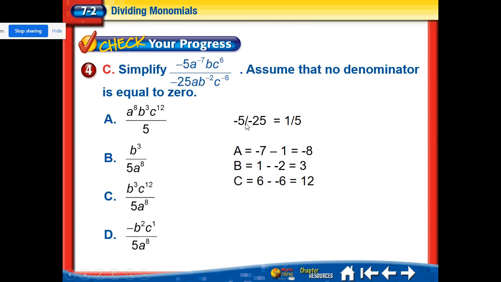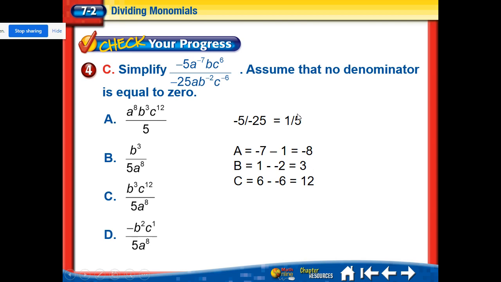Here, negative 5 over negative 25 is 1/5. So 1/5 is a 1 on top and a 5 in the denominator. For the a's, negative 7 minus 1, so negative 8. Then we have 1 minus a negative 2, double negative, that makes a plus, so it's really 3. Same here with the 6, minus a negative 6, so that makes 12.